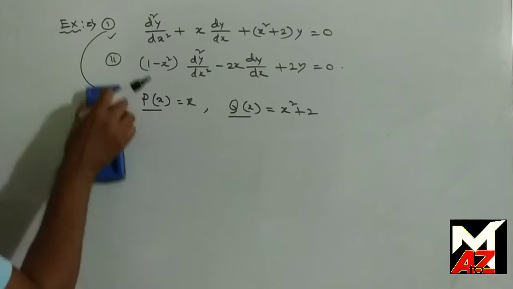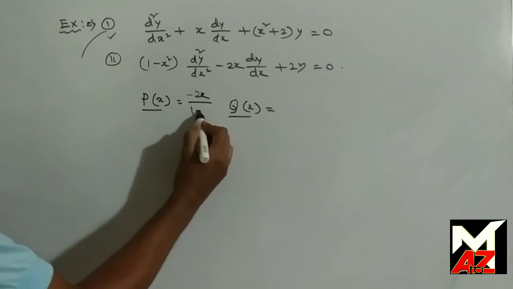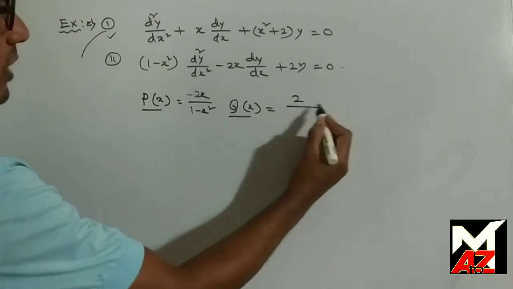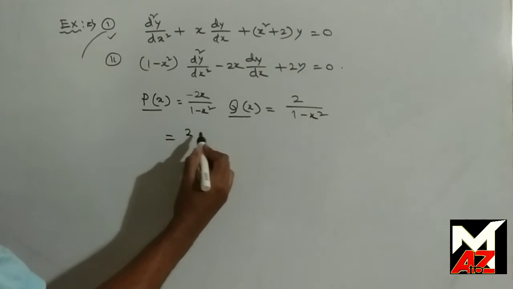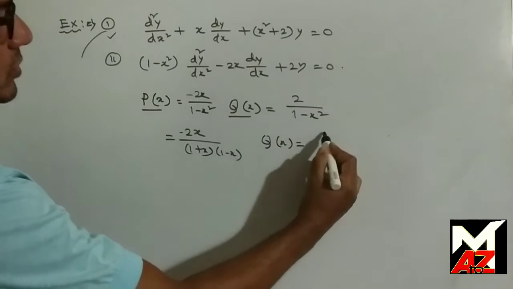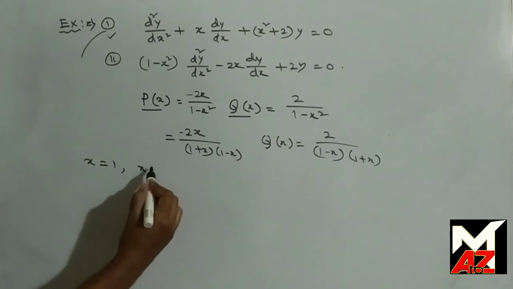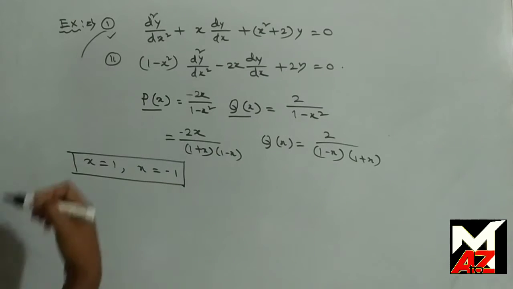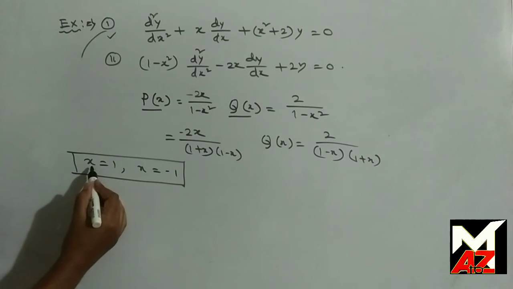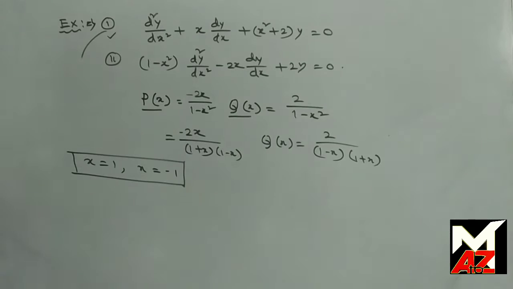Now we consider the second equation. Here p of x equal to minus 2x by 1 minus x square, because we first divide by 1 minus x square, and q of x equal to 2 by 1 minus x square. That is, p of x is minus 2x by (1 plus x)(1 minus x), and q of x is equal to 2 by (1 minus x)(1 plus x). Clearly, other than x equal to 1 or x equal to minus 1, p of x and q of x are analytic everywhere. So other than x equal to 1 and x equal to minus 1, all the points are ordinary points with respect to 2.